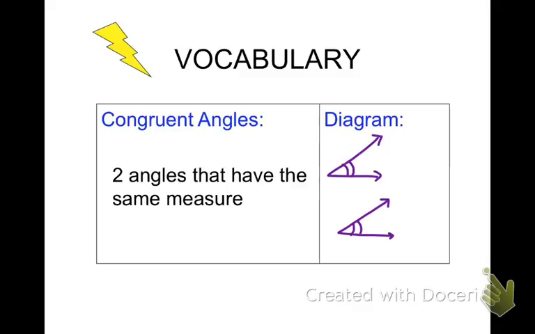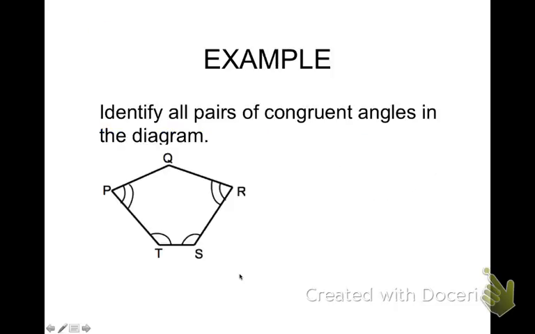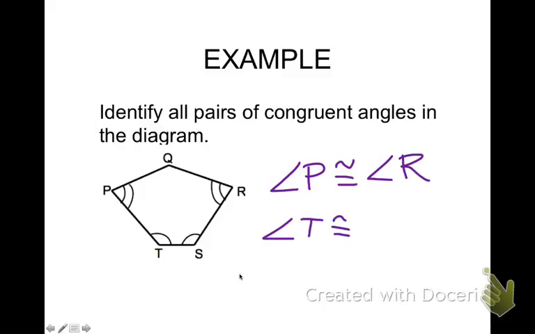Okay? So flip on to the back. So where are congruent angles? Which angle is congruent to P? So I'm going to write angle P is congruent, remember, that's our symbol for congruent, to angle R. And which one's congruent to T? Angle T is congruent to angle S. Good.